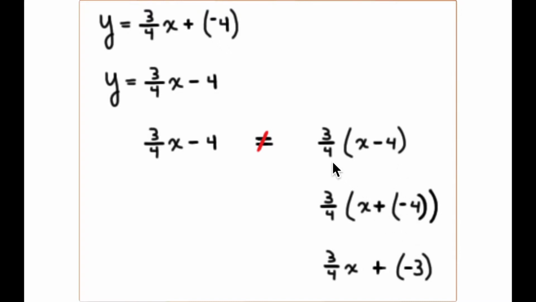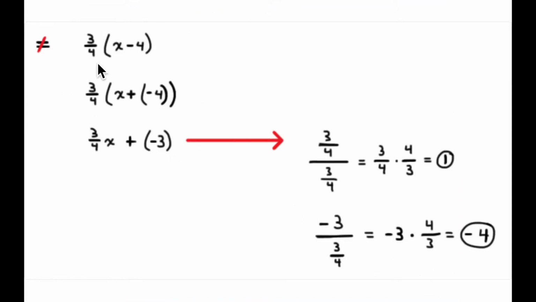So if I use the distributive property to simplify this expression, I'm going to get 3/4 x plus a -3, not -4, but -3. So it has a different y-intercept. And if you look here, 3/4 times -4, -4 divided by 4 is -1. -1 times 3 is this -3 right here.